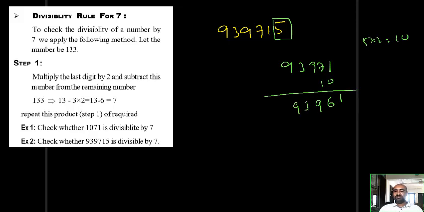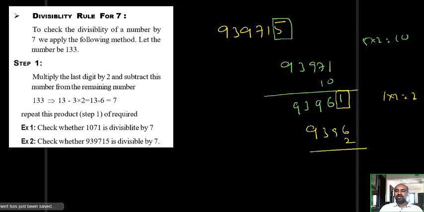Again, use the same process. Take the unit digit 1, into 2, that is equal to 2. Now the truncated number is 9396, which should be subtracted by 2. So what happened? 9394. Again a bigger number, I don't want to check. Again I want to use the same process. I remove the unit digit. 4 2s are 8. That should be subtracted from the truncated number, that is 939 subtracted by 8.